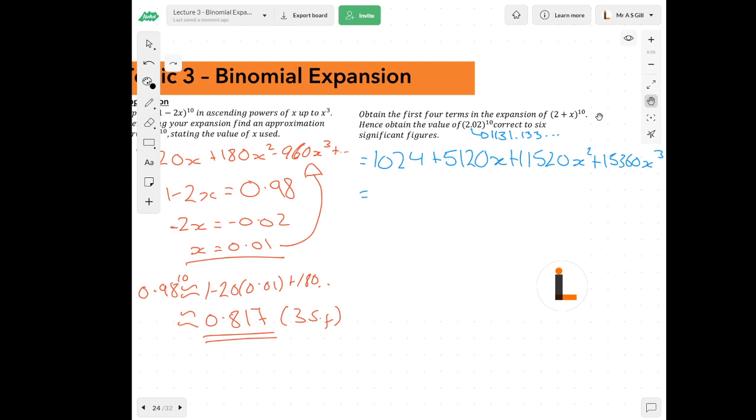So we should then have that. Well, 2.02 is equal to 2 plus x. Therefore, nice and easy, x is equal to 0.02. And then it's just a matter of saying, well, this is then going to be 1024 plus 5120 times 0.02 plus 11520 times 0.02 squared plus 15360 times 0.02 cubed.